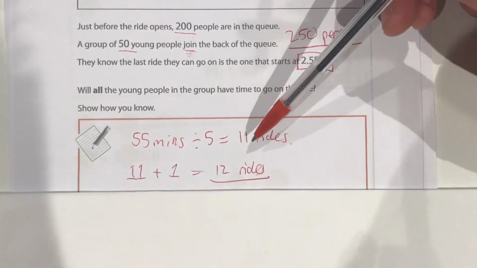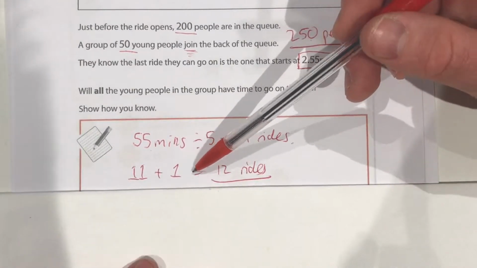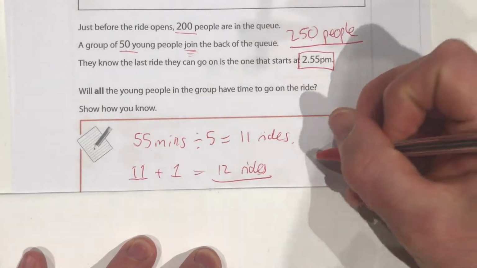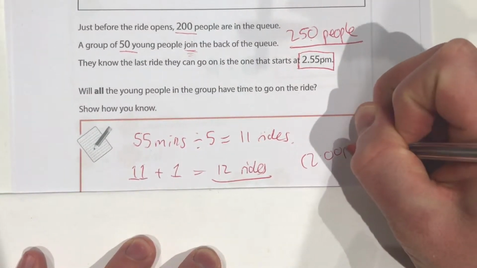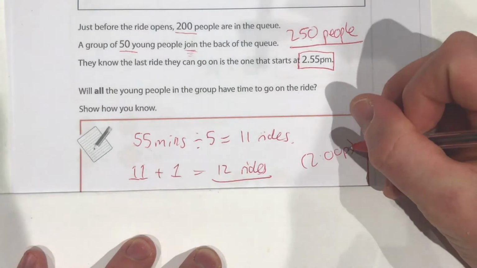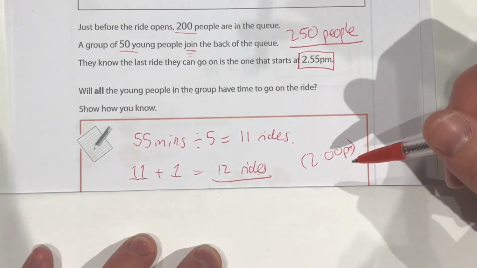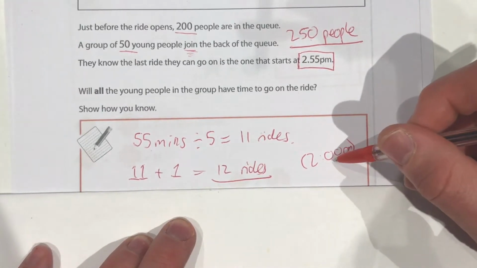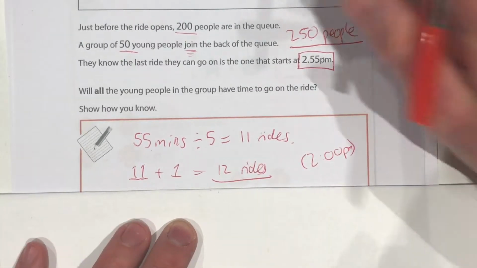However, you've got to be careful. I've got to add another ride on because, don't forget, the first ride is at, right, make a note here, 2 p.m. So you're starting from 0, you don't start from 5 past, which is why I've got to add another ride on.